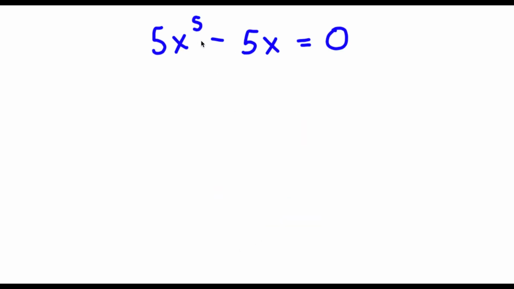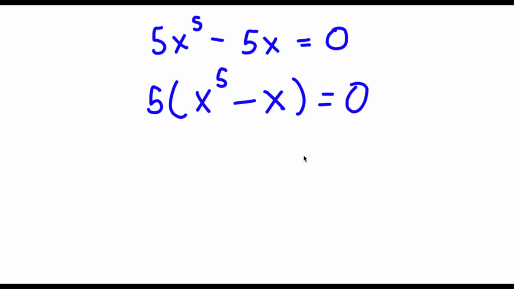Alright, so I have 5x to the power of 5 minus 5x is equal to 0. Now, the first thing I'm going to do is factor out 5. So if I factor out 5, I get 5 times, well, 5x to the power of 5 divided by 5, that's simply x to the power of 5. And negative 5x divided by 5 is simply negative x. So now this is equal to 0.